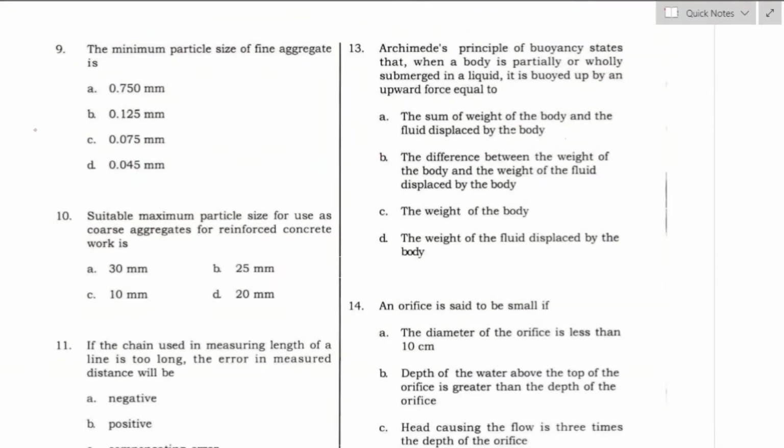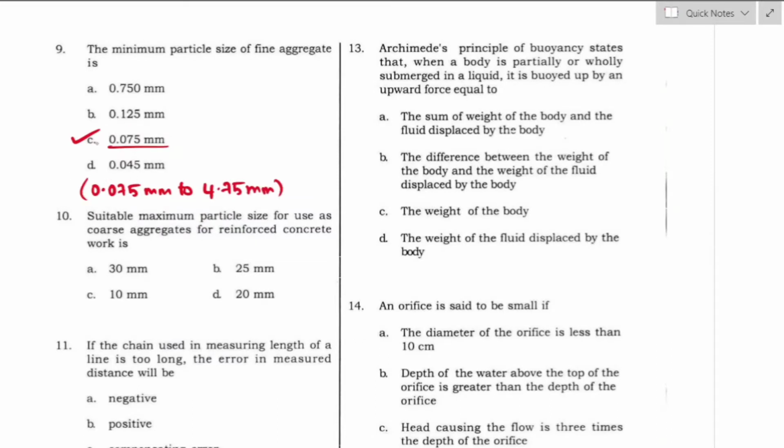Question number 9. The minimum particle size of the fine aggregate is 0.075 mm. Option C is the right answer. The particle size of fine aggregate ranges between 0.075 mm to 4.75 mm.